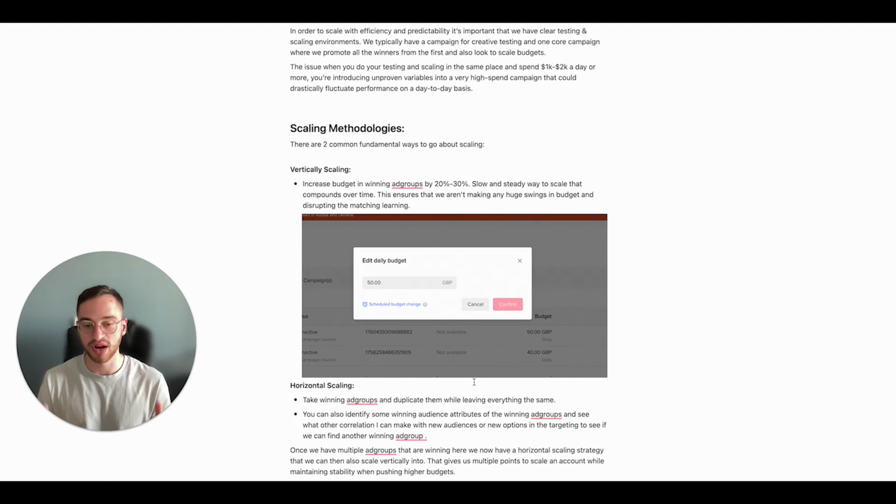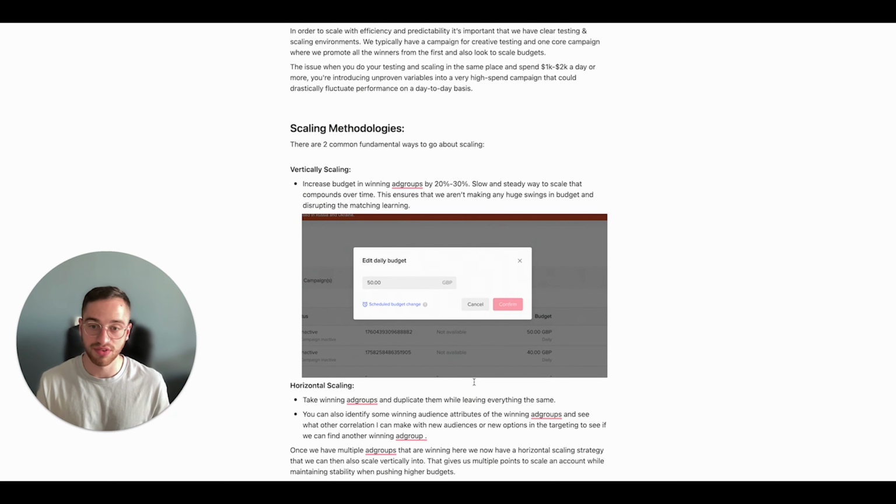You can also identify some winning audiences, some winning audience attributes, from the original ad set. Then you can duplicate and maybe skew it down a bit, like the ages or something. But again, it's really expanding. That's why we call it horizontal scaling. We have multiple ad groups. Super important: I've seen very good results with scaling horizontally on TikTok.